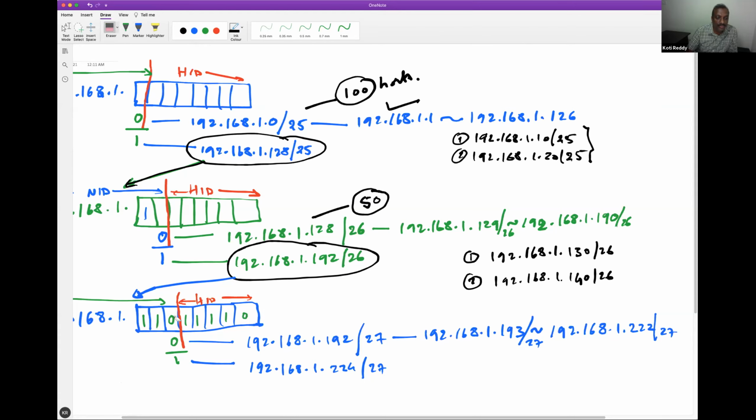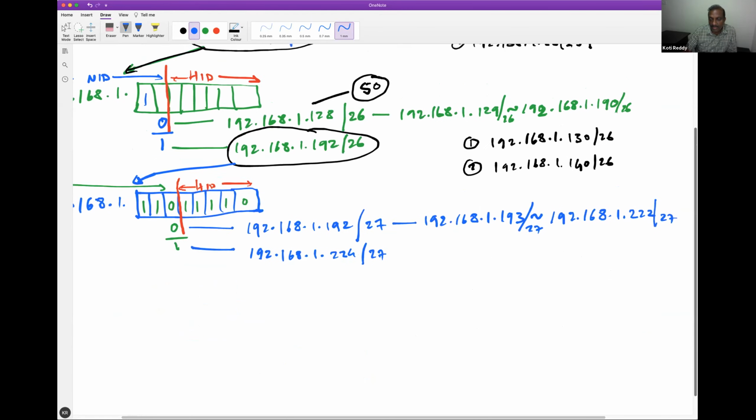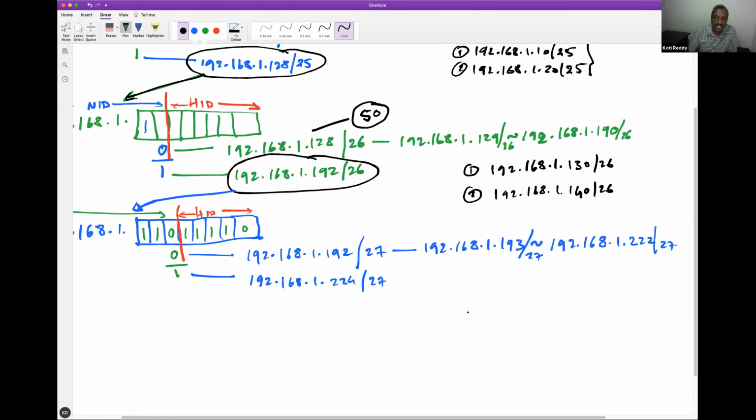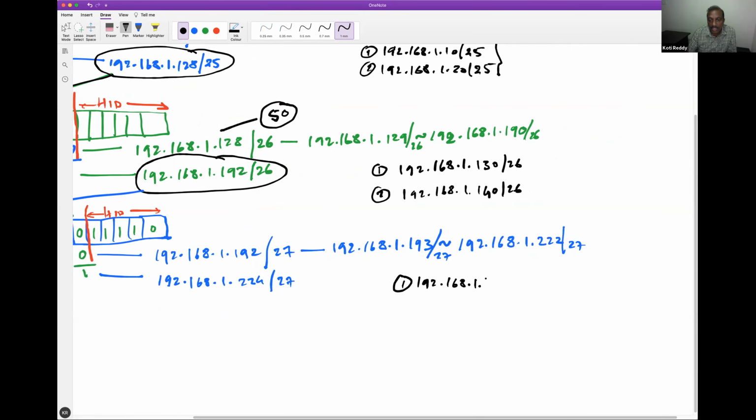Last host ID, this one. Being 0 here and all ones and 0, I get this one. So in this, I would like to again have 2 host IDs. Which host IDs can I take now? Because I need 2 more. So let us take, in this, let's say 192.168.1.190/27, and for the second system I take 192.168.1.222/27.